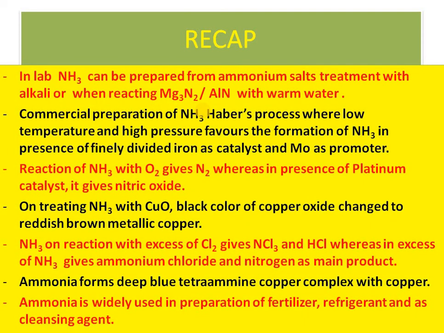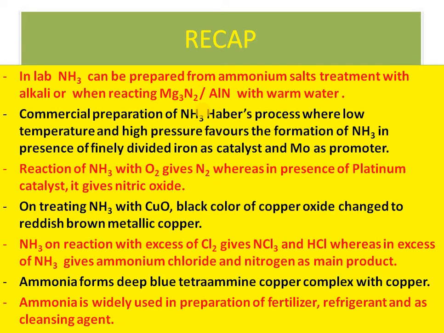We have discussed the lab preparation of ammonia, in which ammonium salt treated with sodium hydroxide or calcium hydroxide gives the gas ammonia, or we can treat steam or hot water with magnesium nitride or aluminum nitride. Similarly, the commercial method is Haber's process, where temperature should be low and pressure should be high for a high yield of ammonia as per Le Chatelier's principle, and the catalyst used is finely divided iron, and the promoter is molybdenum or K2O plus Al2O3 can also be used.